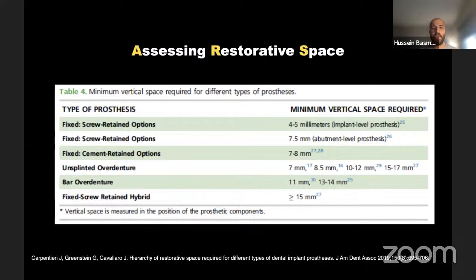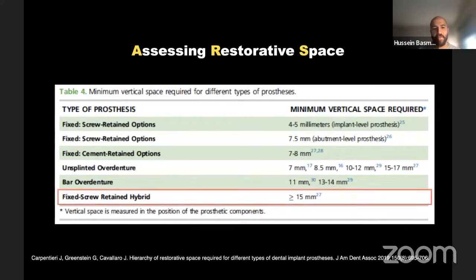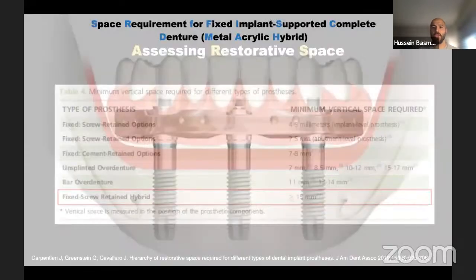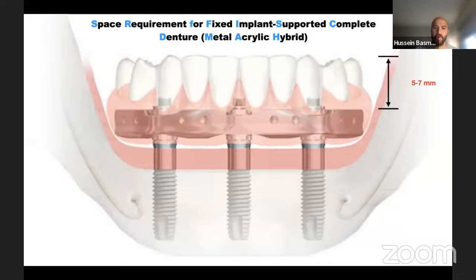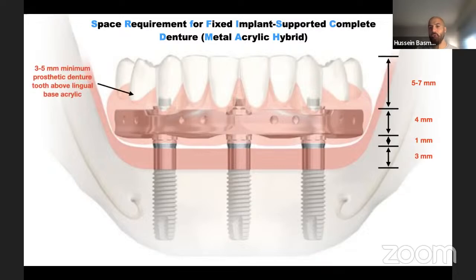And when we say, for example, in this case, the fixed screw retain hybrid, you need 15 millimeter. That doesn't mean you have to place your implant at 15 millimeter. No, it doesn't. Why? Because if you look at this prosthesis, which is a metal acrylic prosthesis here, most of the time, it's not only the 15 millimeter that we talk about. It's basically the 18 millimeter that we have to have in order to place the implant. Because as we mentioned in the earlier table, we should have 15 millimeter for the prosthesis.